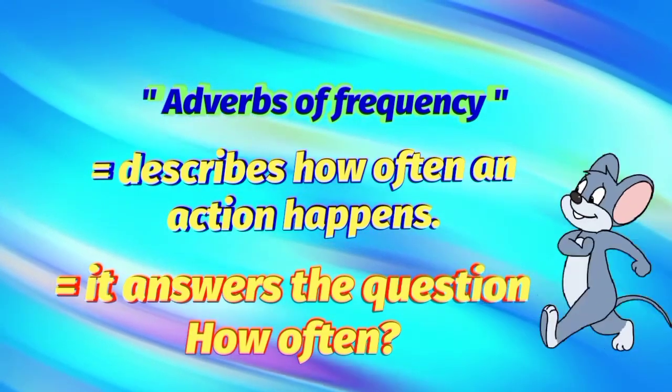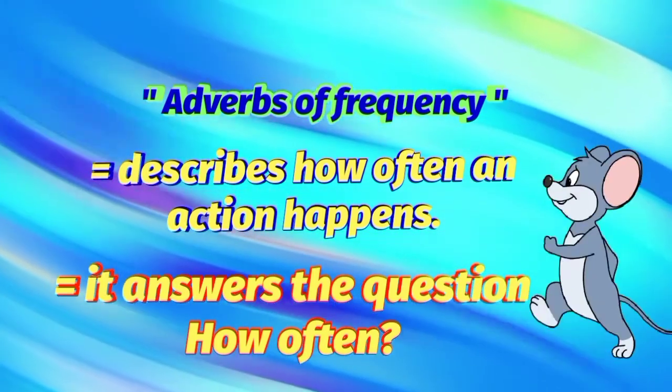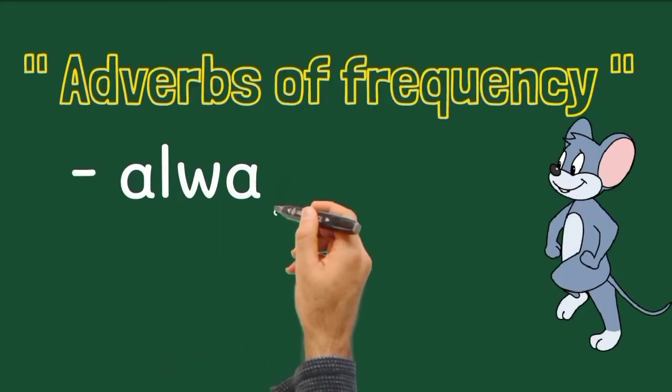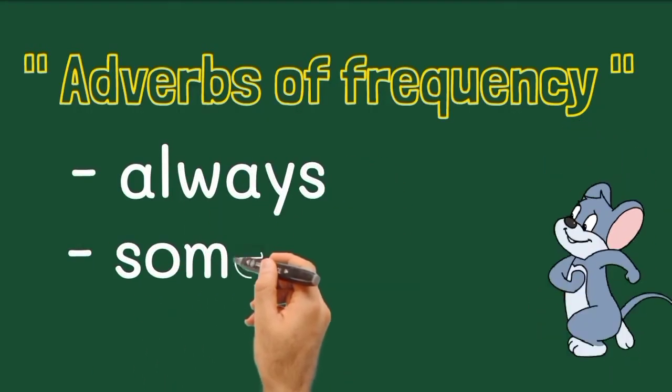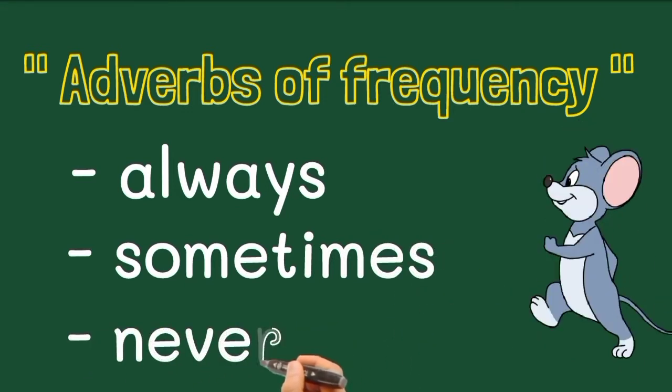All right, great. There are 6 main adverbs of frequency that we use in English. Always, usually, often, sometimes, rarely, and never. However, we put our attention on these 3. Which are always, sometimes, and never.